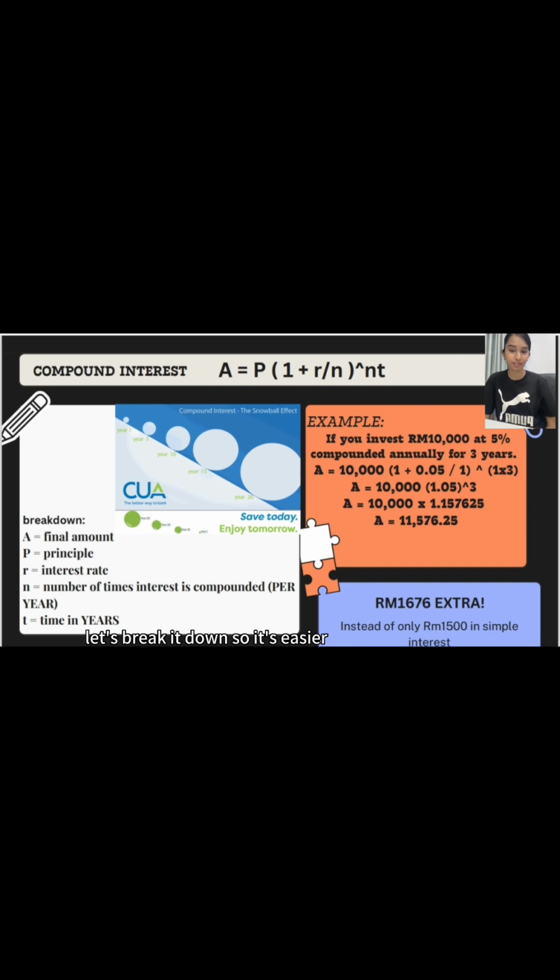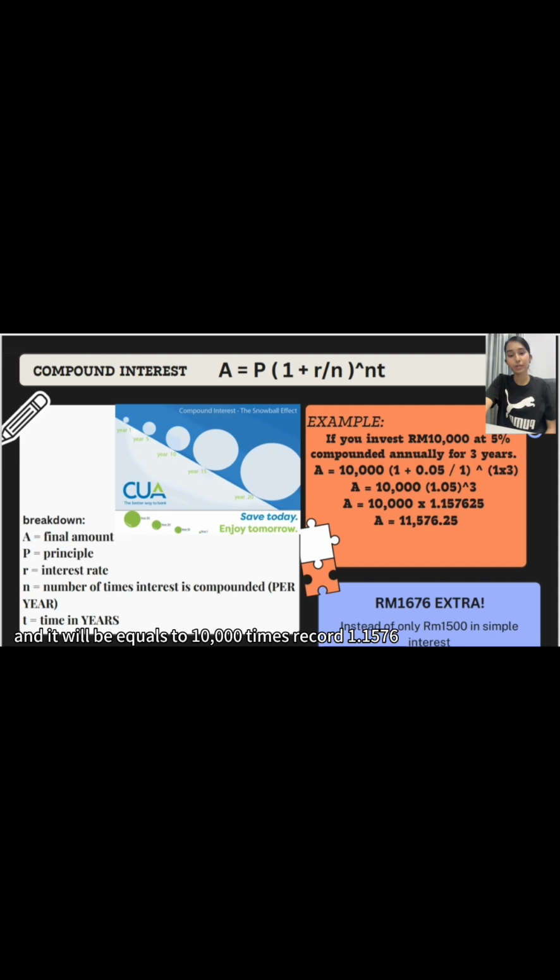Let's break it down so it's easier. A equals the final amount, P is the principal, R is the interest rate, and N is the number of times interest is compounded per year. Let me give you a quick example question. You invested 10,000 at 5% compounded annually for the next 3 years. How will be the calculation? A equals 10,000 bracket 1 plus 0.05 over 1 bracket to the power of 1 times 3.